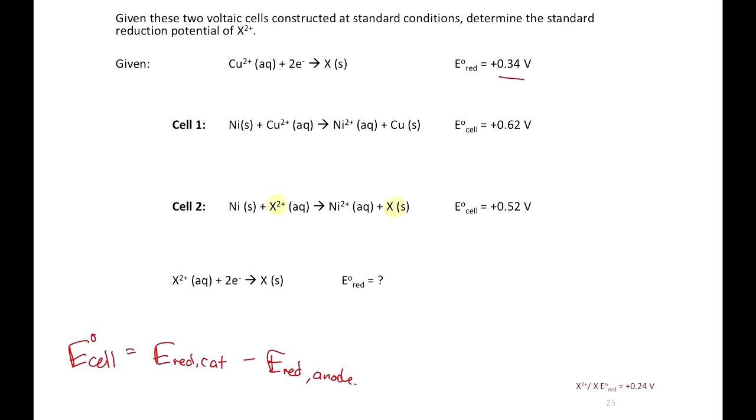So simply, my strategy is, okay, figure out what is your cathode and what is your anode in each of these reduction potentials, and then do the subtraction with those given numbers. So in this case, nickel is going from 0 to +2, so it is being oxidized, therefore it is the anode in this reaction. Copper, on the other hand, is going from +2 to 0, so it is being reduced.